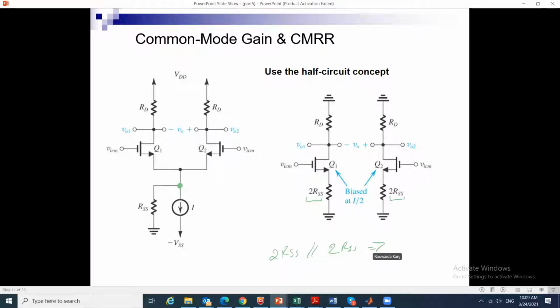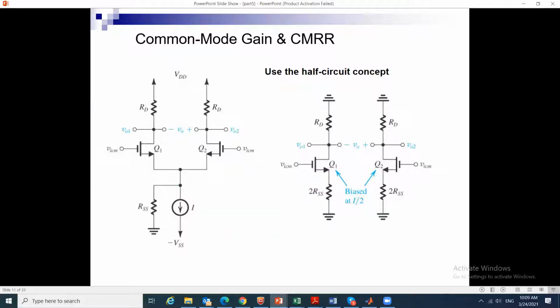What does it give me? RSS. We can think of it as if I had two resistors in parallel and I broke them and gave one to the left side and one to the right side. Or we can think of it as maintaining the same voltage here at this node S. Okay, great. So impedance, we multiply it by 2. And we get the half circuit.